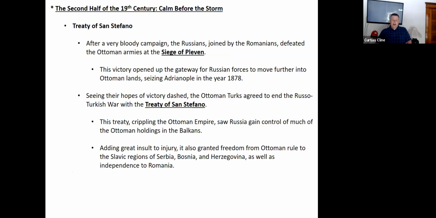Seeing their hopes of victory dashed, the Ottoman Turks agreed to end the Russo-Turkish War with the Treaty of San Stefano. And this treaty, crippling the Ottoman Empire, saw Russia gain control of much of the Ottoman holdings in the Balkans. Adding great insult to injury, it also granted freedom from Ottoman rule to the Slavic regions of Serbia, Bosnia and Herzegovina, as well as independence to Romania.